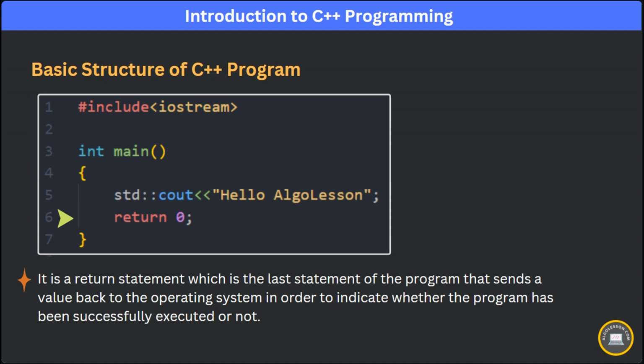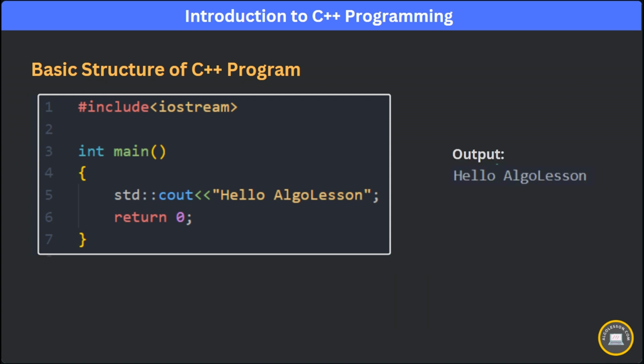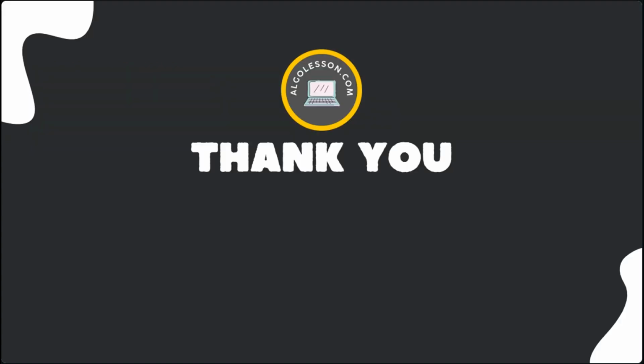So this is just a basic structure of a C++ program, and when you execute this code you will get an output on your screen like this: hello algorithm. This is just a basic understanding of how a C++ program looks. In our upcoming videos we are going to discuss more advanced topics like object-oriented programming, and cover C++ in complete detail.